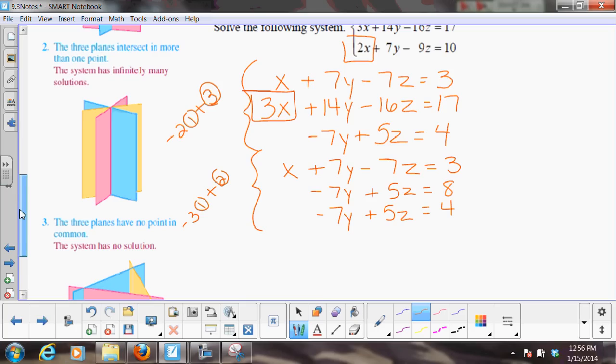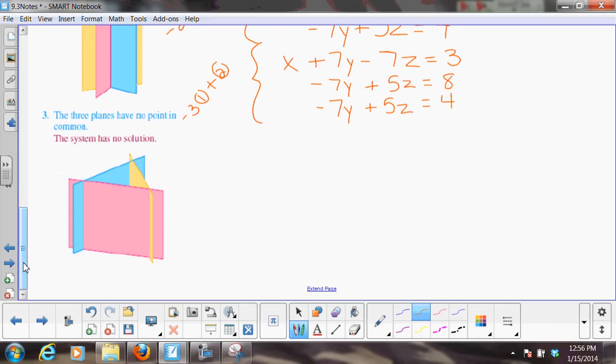Okay, one more step. There were pictures here on the left-hand side that show you what they look like graphically. So now I'm going to take negative row 2 and add it to row 3.